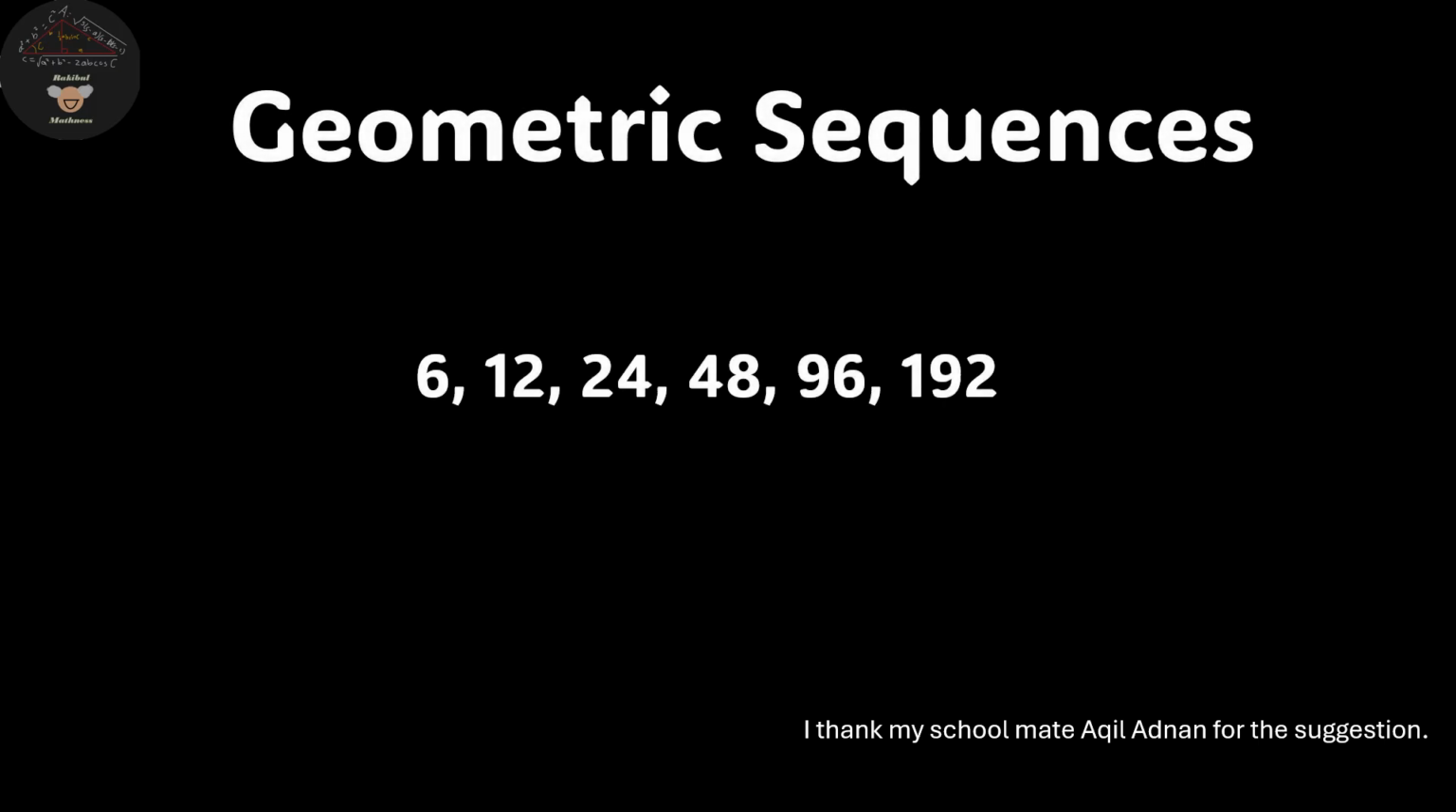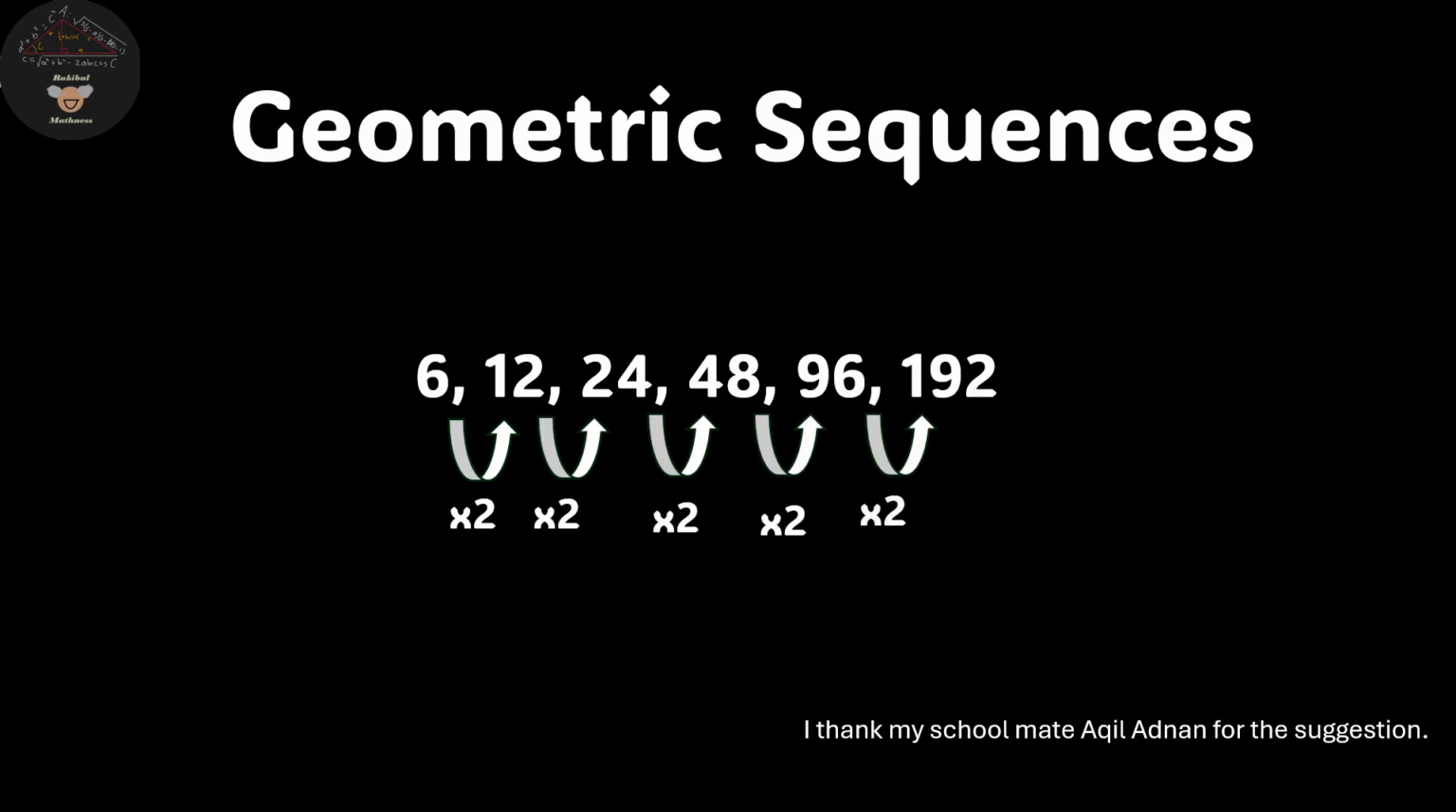Geometric sequences. One thing we know here, to get from 6 to 12, we need to add 6. 12 to 24, we need to add 12. Or we could have just multiplied by 2 for all. Times 2, times 2, times 2, times 2, times 2. Interesting. For this type, we have a formula: a times r to the power of n minus 1. a is the first term, and r is the number we keep multiplying.